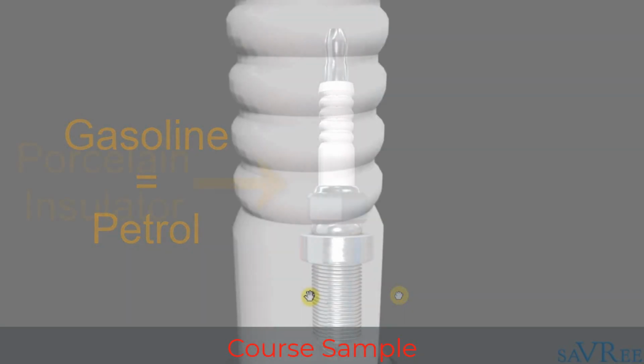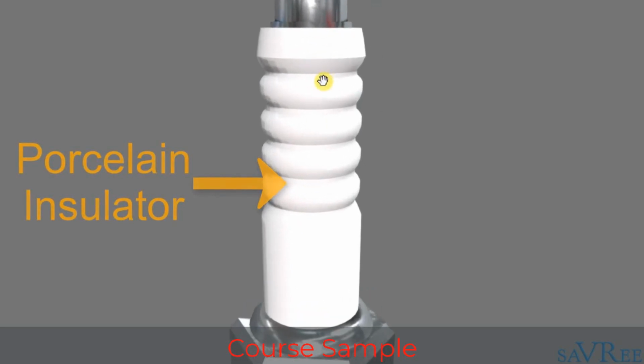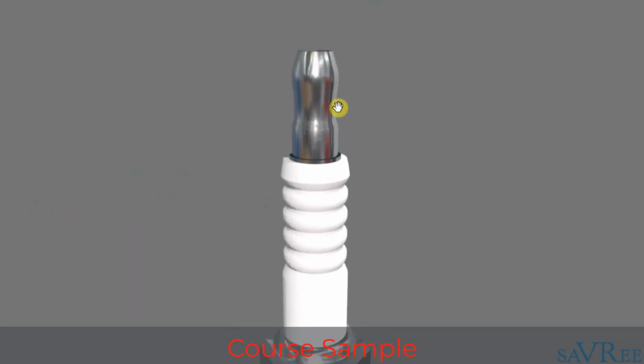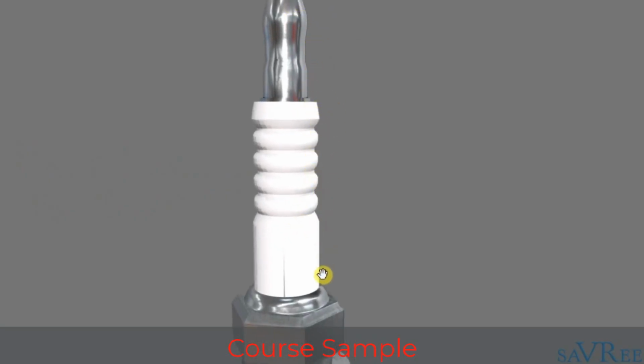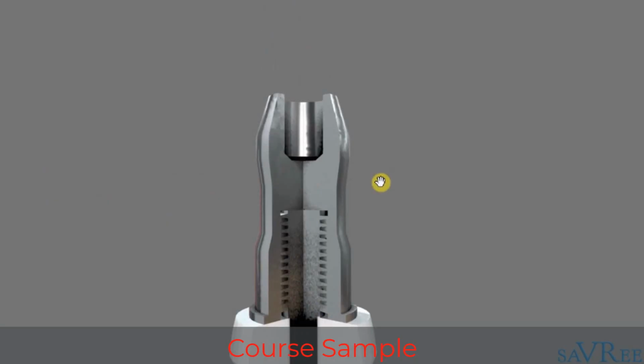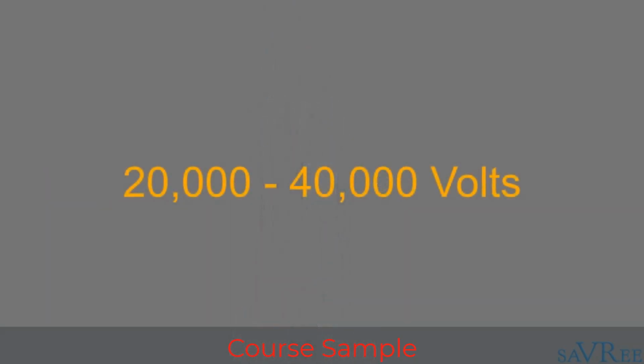The porcelain insulator is there to stop the voltage leaking from the top, and trying to get to ground along this route here. This high voltage is going to be in the range of between 20,000 to 40,000 volts.